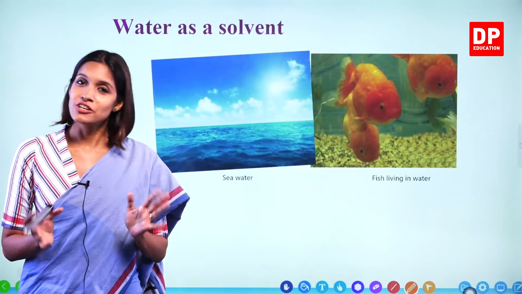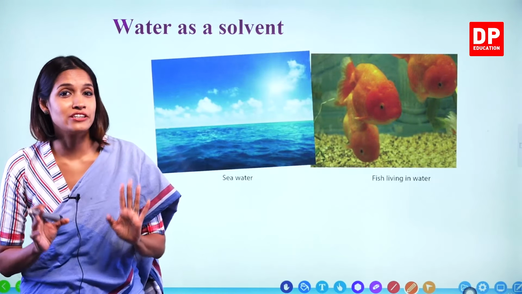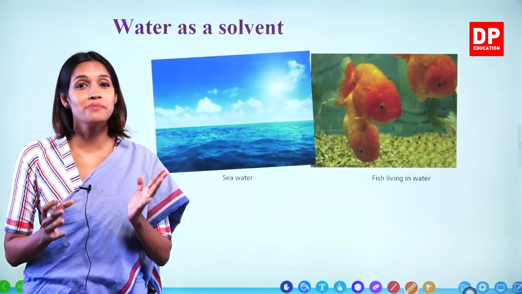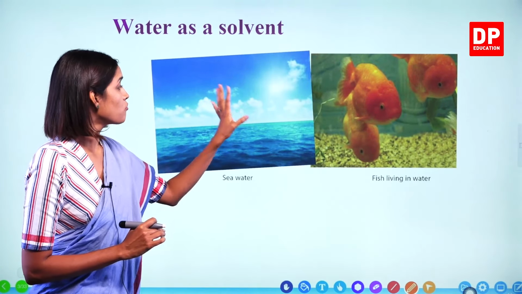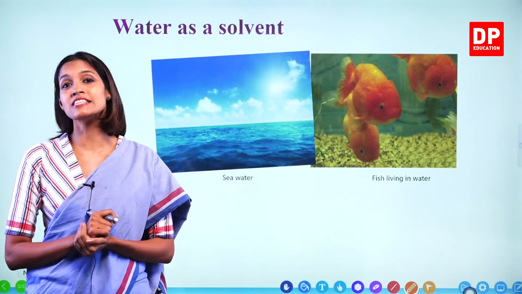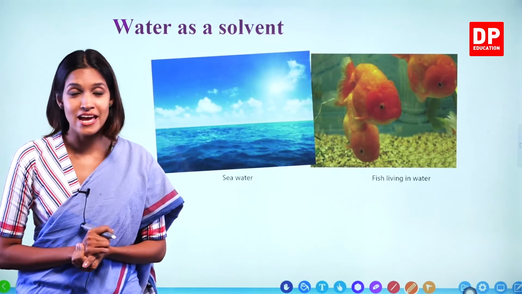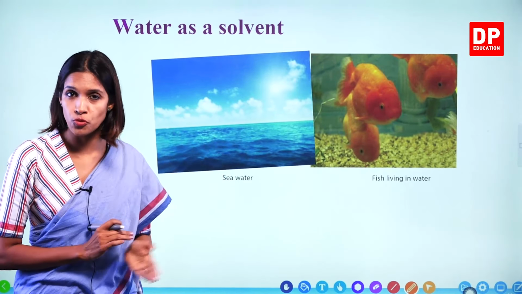So when you make tea, the same thing happens. You can add milk powder and you can add sugar. So you can make a tea. Okay, children. So it means water has the ability to dissolve many things in it. Understand? This is known as the solvent nature of water.